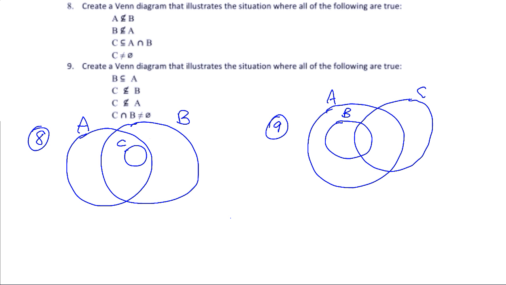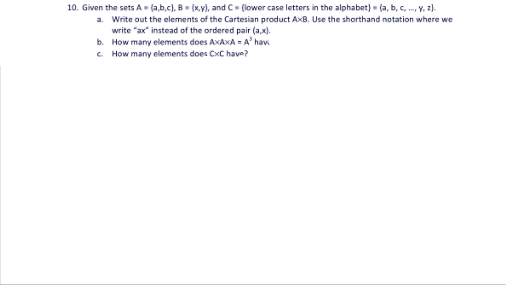So now C is not a subset of A because it goes outside of A, but C does overlap with B here in a non-empty set. So C and B are not disjoint, basically. And this does it for number 9. So 8 and 9, I hope you saw, were relatively easy. Let's try number 10 now.